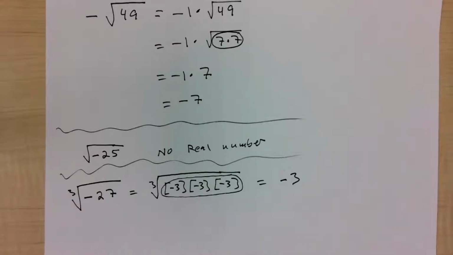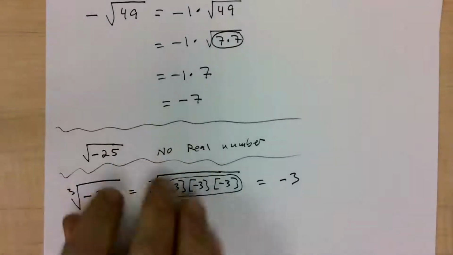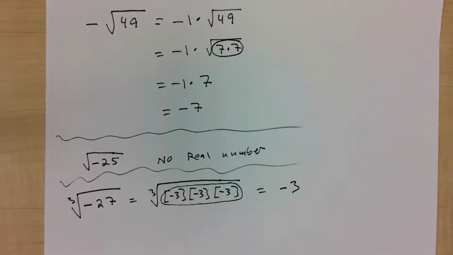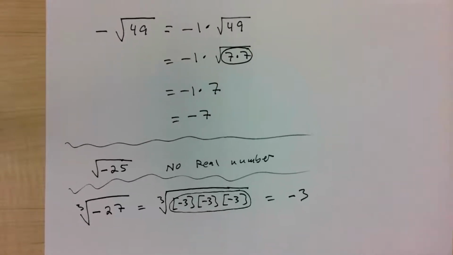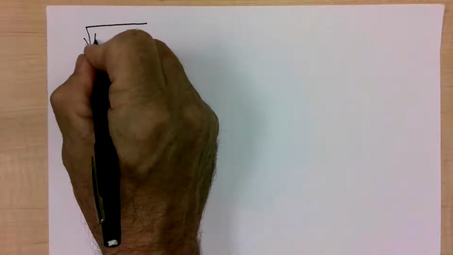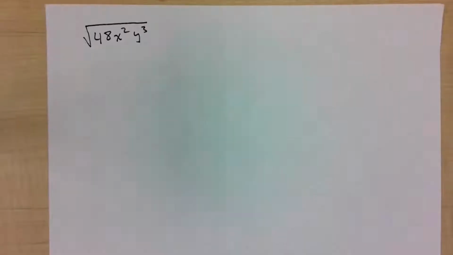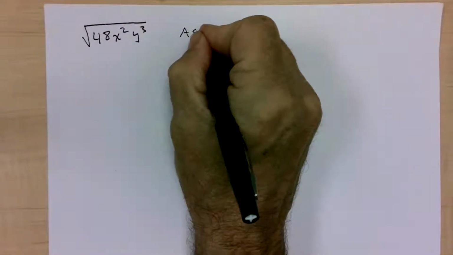So taking a square root of a negative number is a problem. Taking a cube root of a negative number is not a problem. But if the negative is out in front of the radical, it's just multiplying the final answer by -1 to get our solution. Now, when does this get interesting? What if we have a situation like this? If I have the square root of 48 x squared y cubed. We want to assume all variables are positive.